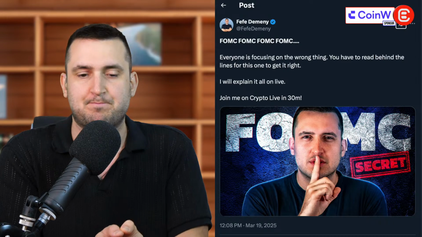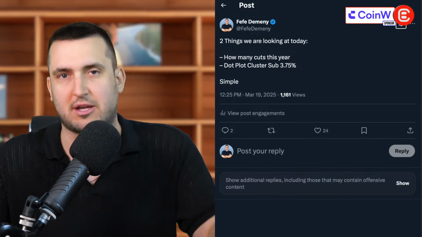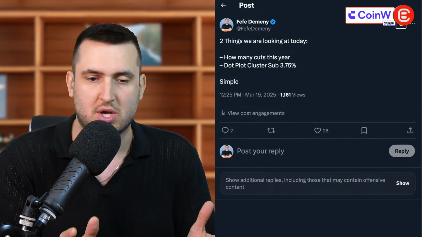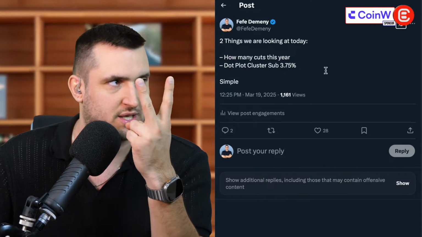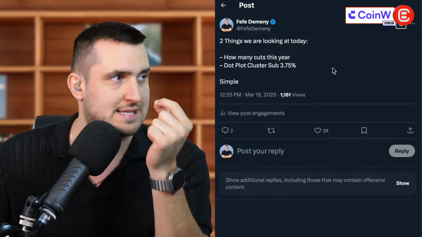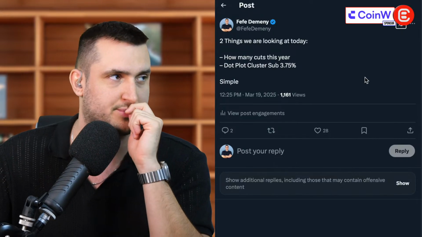But there is this one thing called the dot plot that is super relevant and can actually change everything. I'm not saying it can change everything when it comes to crypto because obviously it's macro driven, but it will have a major impact if the dot plot comes in great. We're looking at two things today. They are very well connected. One is how many cuts this year, and that will obviously be coming from the dot plot.